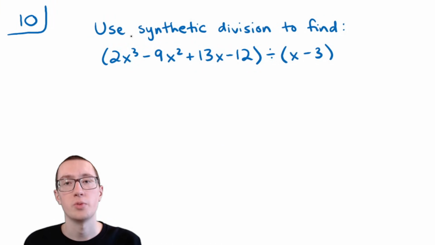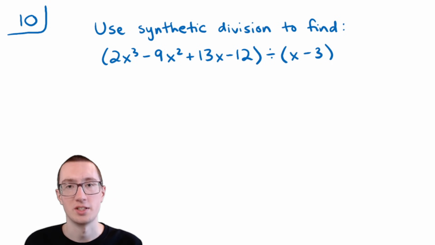So for this final problem, we need to use synthetic division to find this. We have a big, long polynomial. That's the fancy name for this, polynomial, because poly means multiple, and nomial means, I think it means names, but that doesn't make sense. I don't know, whatever. It's got multiple things, and then we're dividing it by x minus 3.